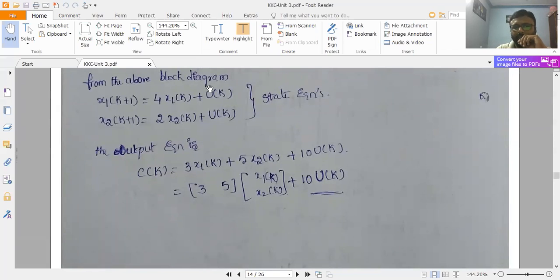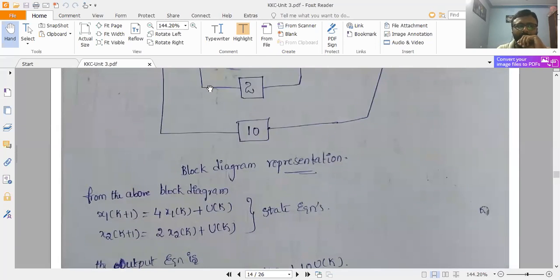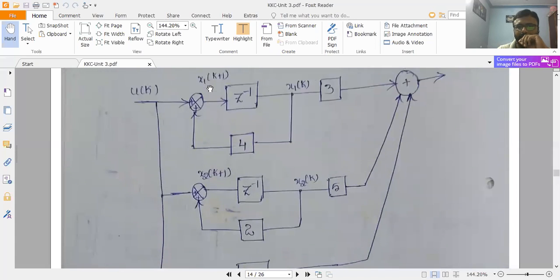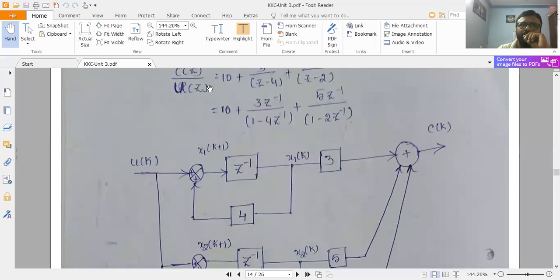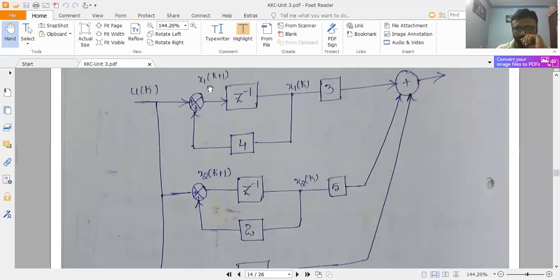So from the block diagram we can also obtain the transfer function and the state model. Based upon this we are going to solve many problems in the next class. I hope that all of you understand how to represent the block diagram for the given transfer function.